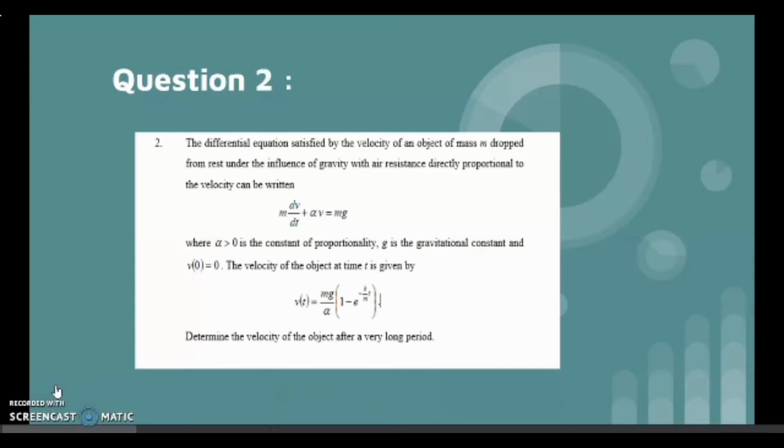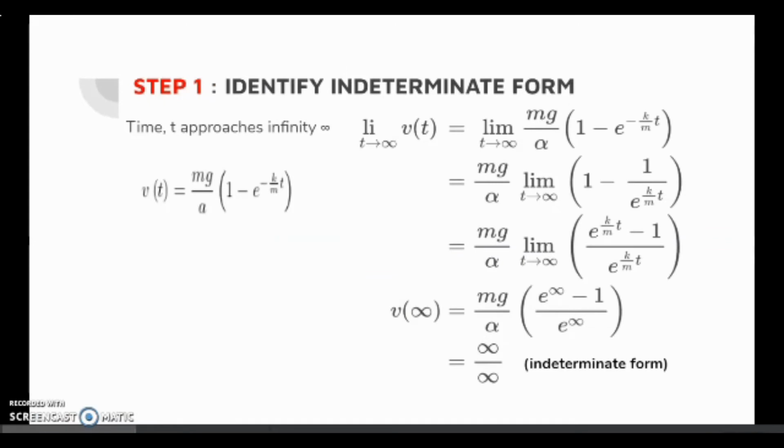Question number 2. Step 1. First, we need to identify the indeterminate form. As the question asks for the velocity of the object after a very long period, it means that we need to evaluate the limit as t approaches infinity. As the equation written in the slide, the limit as t approaches infinity of V(t) equals the limit as t approaches infinity of mg over alpha times (1 minus e^(-k/m t)).